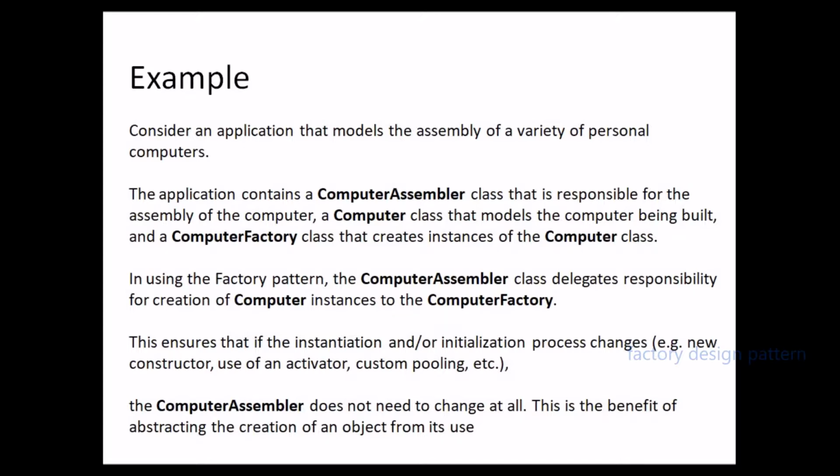This ensures that if the instantiation or initialization process changes, for example a new constructor or use of any activator or custom pooling etc., the computer assembler does not need to change at all. This is the benefit of abstracting the creation of an object from its use. So this is the example which I am going to demonstrate soon using the factory pattern. Let's go to the example now.